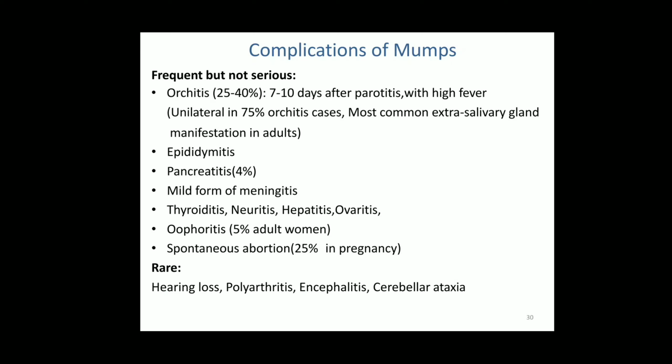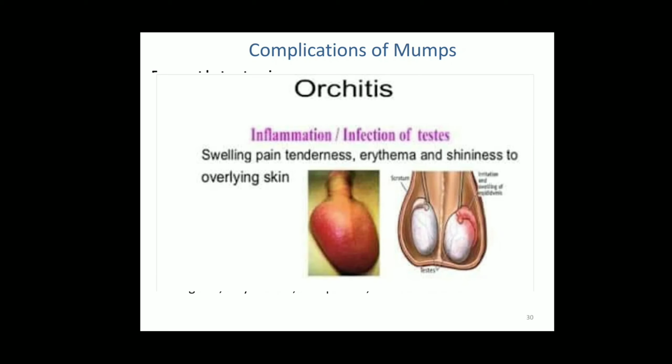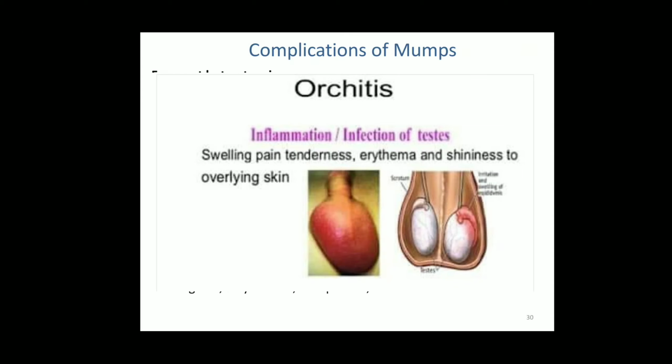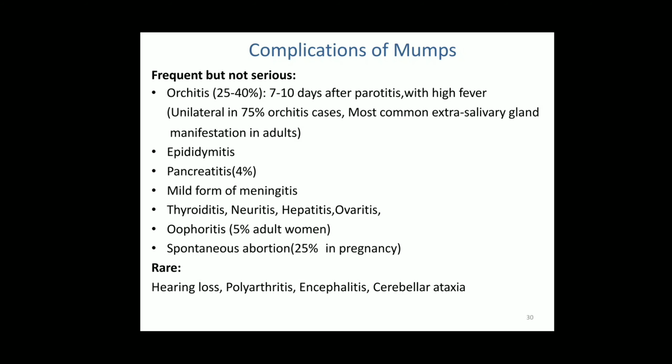Complications of mumps. The complications of mumps are frequent but not serious. The first one is orchitis, an inflammation of one or both testicles, that means unilateral or bilateral. It occurs 7 to 10 days after parotitis with high fever. As you can see in the slide, orchitis is unilateral in 75% of cases.